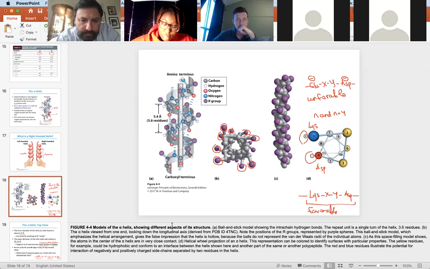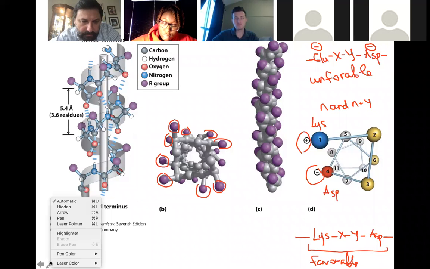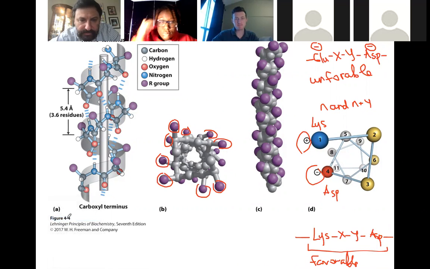Obviously you want as much interaction here as possible, right? So you want these two groups to be interacting. So that's why we say n+3, n+4, right? So this is 3.6 residues. So they're not aligned directly. I think they're slightly misaligned, and that's why it's found halfway towards the turn.